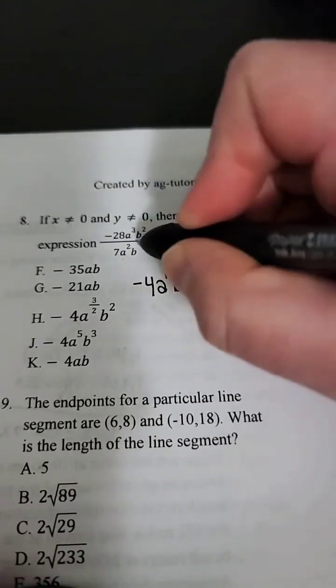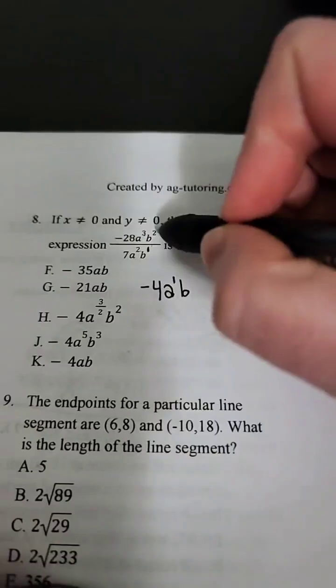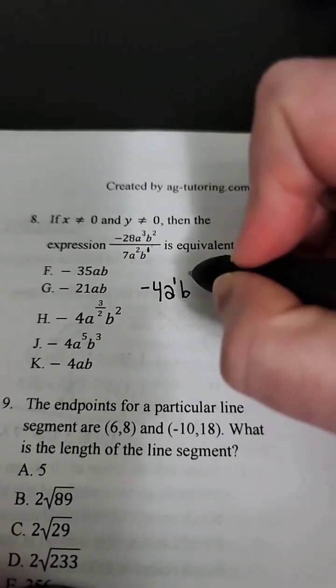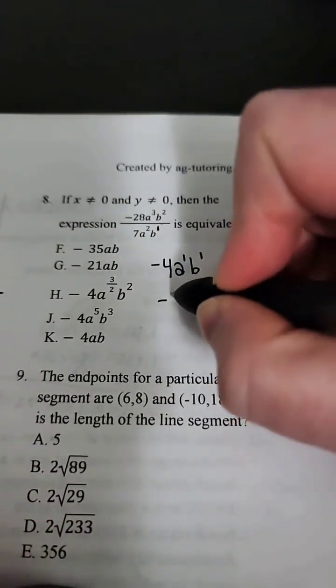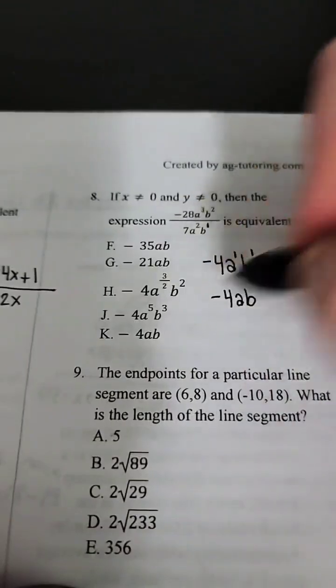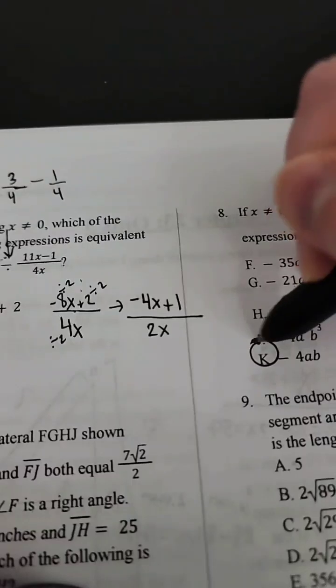They are like bases. This technically has an exponent of 1. We just don't write it in math, as we're going to see at the end. So I'm going to subtract my exponents. 2 minus 1 is just 1. Now remember, we don't write those ones in math, so this would just look like negative 4ab. So it would be k. Let me just fix that really quick.